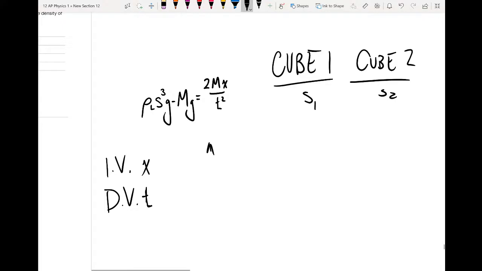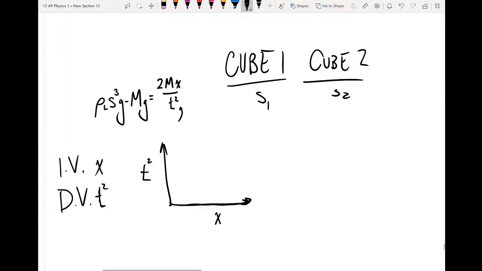So I want to set up a situation where my independent variable, the one that I'm changing, is on my x-axis, and my time is my dependent variable, so I'm putting time on my y-axis. In this case, it's actually time squared, because I have time squared up there. So I know that I want a relationship between x and t squared, and because of that, I'm going to have a linear relationship between x and t squared.